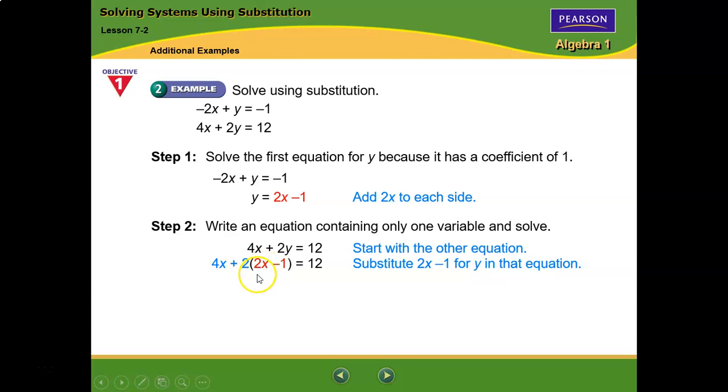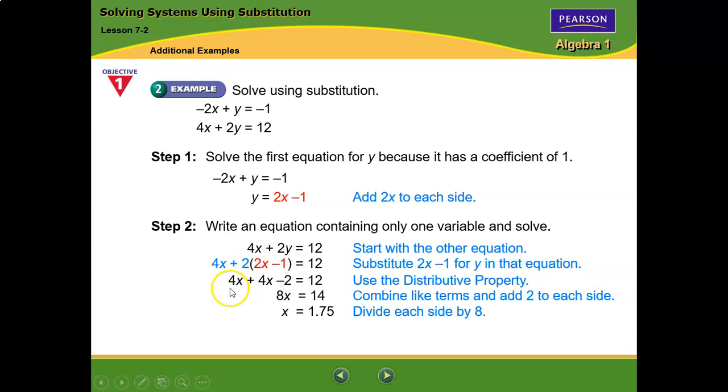So we have to follow the order of operations now. We have to distribute the 2. 2 times 2x is 4x, and 2 times negative 1 is negative 2. Combine your like terms. 4x plus 4x is 8x. And we moved the negative 2 to the right side. We had to add 2 to both sides, so 12 plus 2 is 14. Then to get x by itself, we have to divide both sides by 8. 14 divided by 8 leaves us with 1.75. Now, 1.75 is a terminating decimal, so we're allowed to leave it like this. If 14 divided by 8 would not have been a terminating decimal, you would have had to leave it as a simplified fraction.